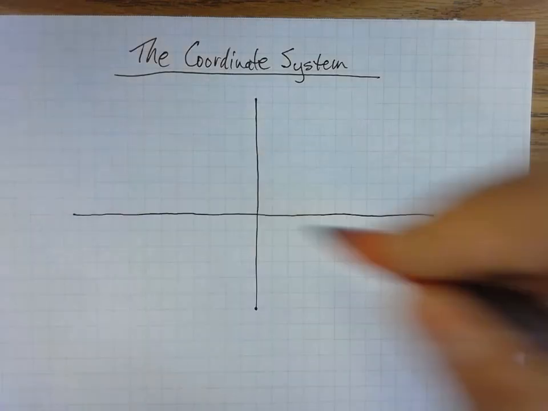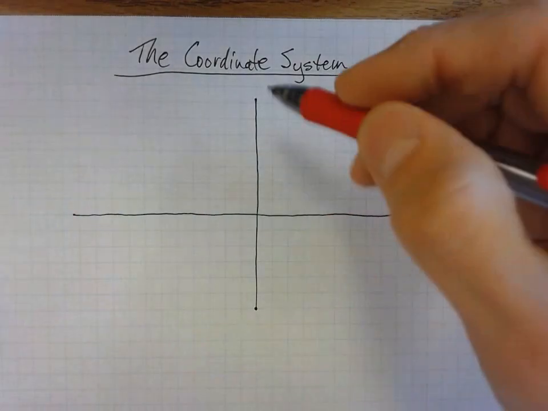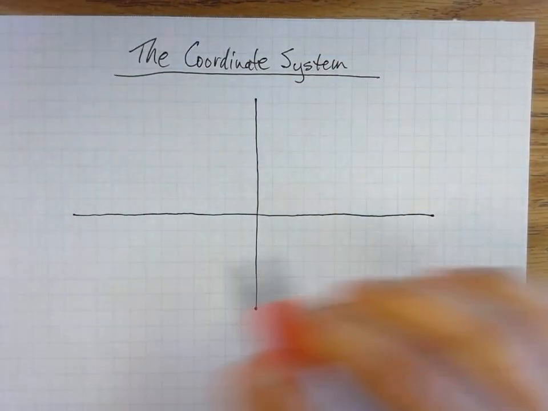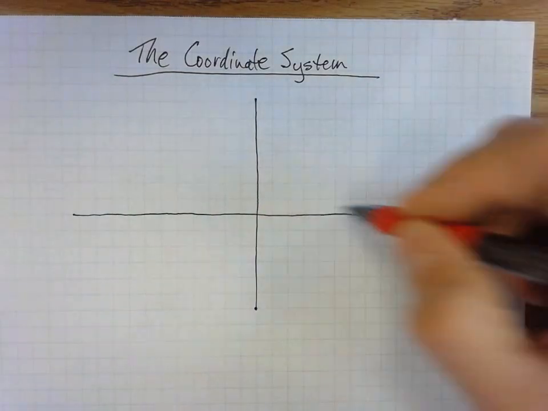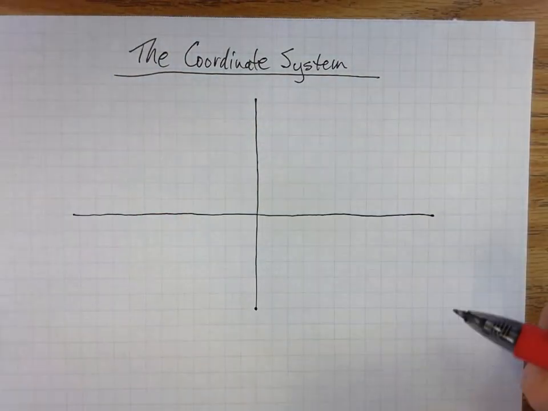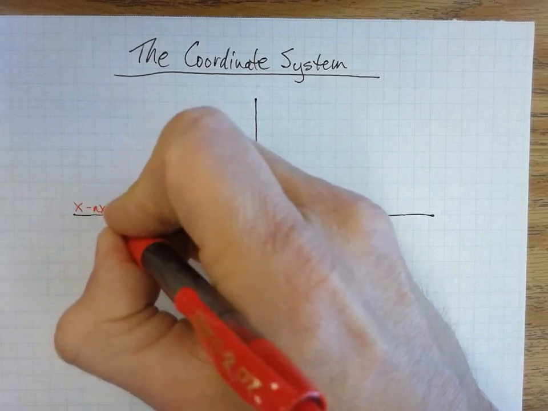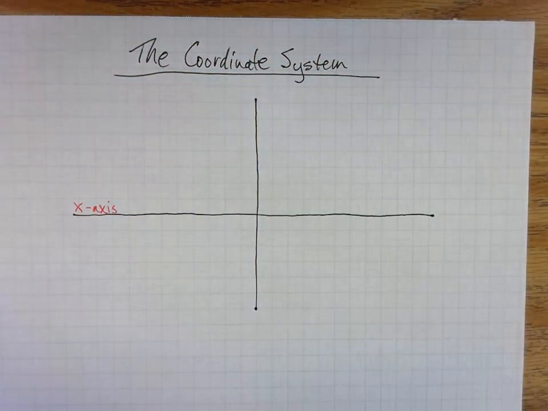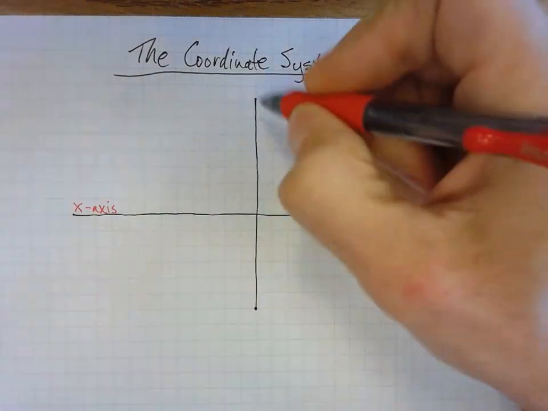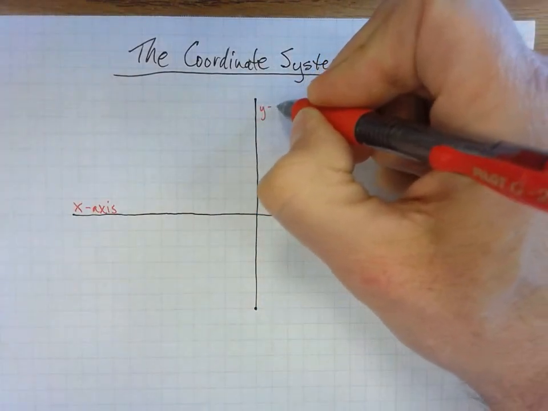Of course, this one runs east and west. This one runs north and south. You can say, of course, this one's horizontal. This one's vertical. So which one is the one that runs east and west? Well, that one would be the x-axis. Okay. And the one that runs vertical or north and south, that, of course, would be the y-axis.